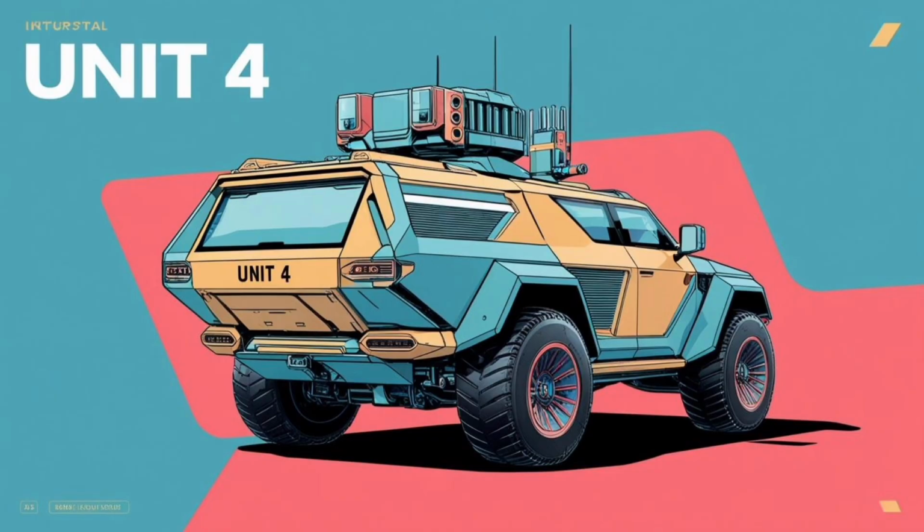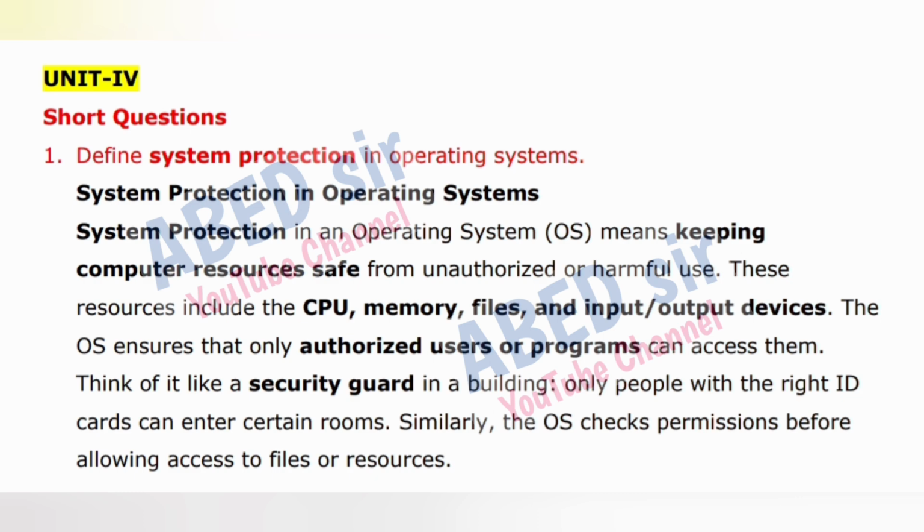Unit 4 first important short question is: define system protection in operating systems. System protection in an operating system, OS, means keeping computer resources safe from unauthorized or harmful use. These resources include the CPU, memory, files, and input-output devices. The OS ensures that only authorized users or programs can access them.